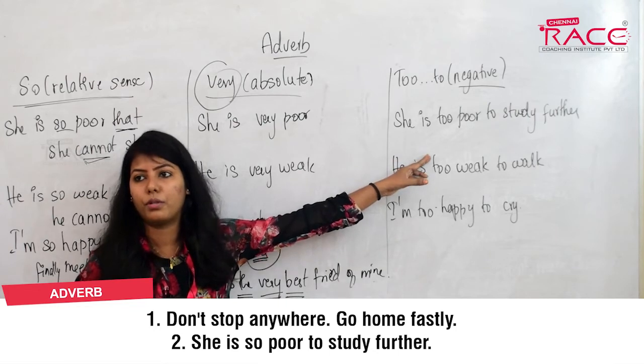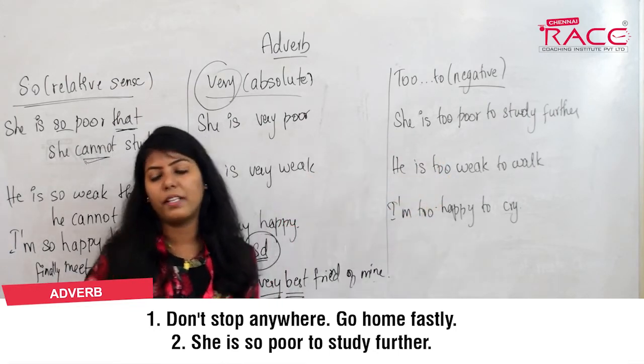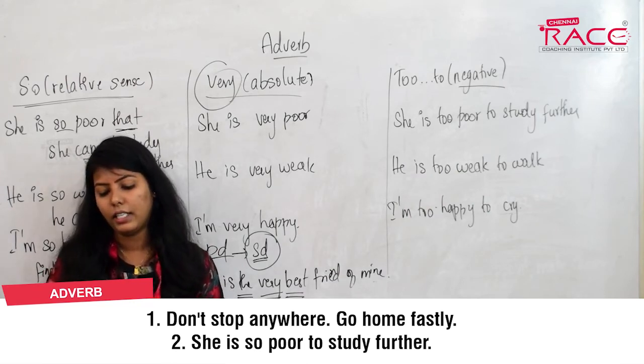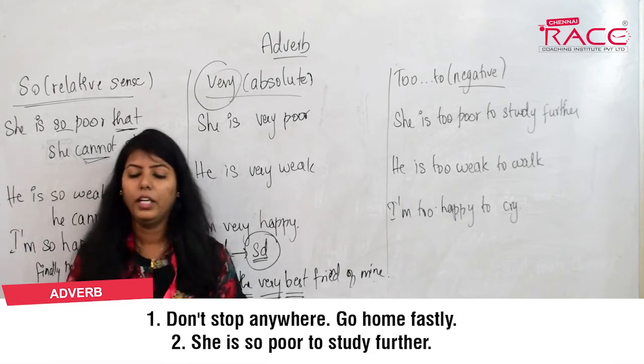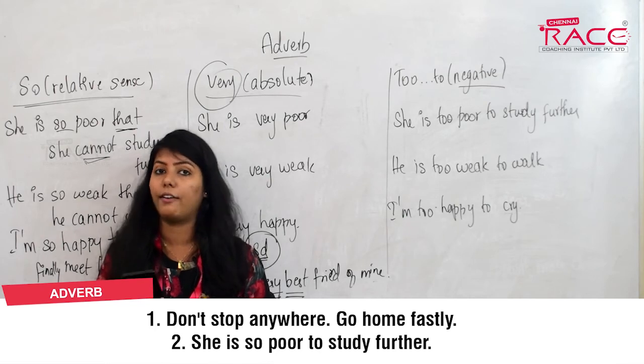Okay, if you are about to use "too", it must be followed by "to". Here, "she is too poor to study further" would be the most appropriate one. You can also say "she is so poor that she cannot study further."